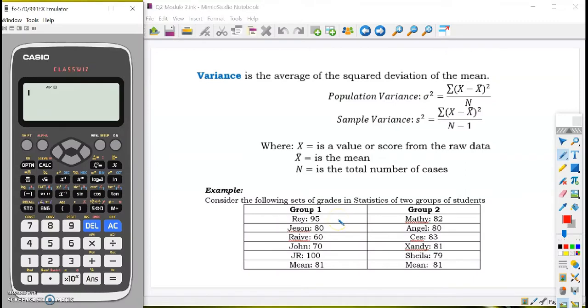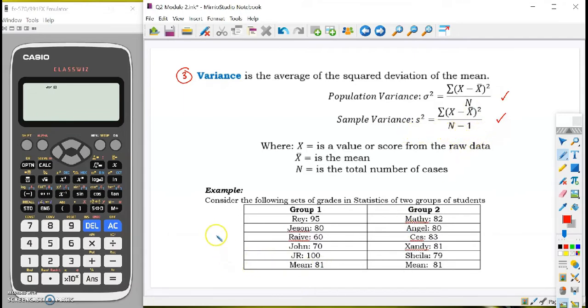Hi everyone, so we're still on measures of variability, and the next measure of variability that we're going to discuss is what we call the variance. Variance is like a magnified version of mean absolute deviation. In this case, we magnify our data to take a closer look. This is how we get the variance for population and the variance for sample. The only difference is the denominator. In the sample, we have n minus 1.